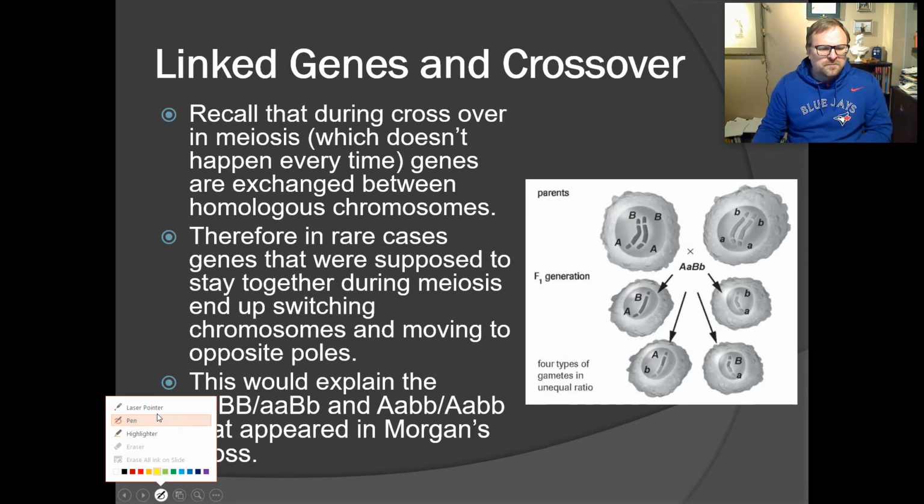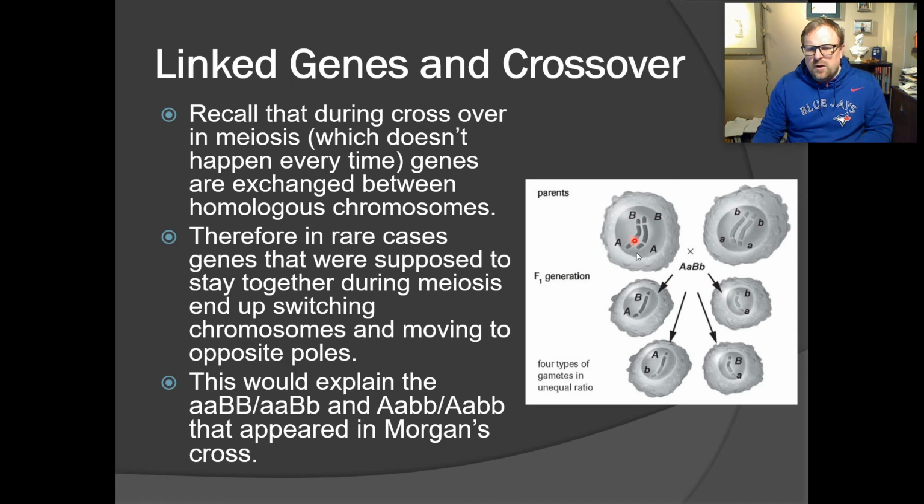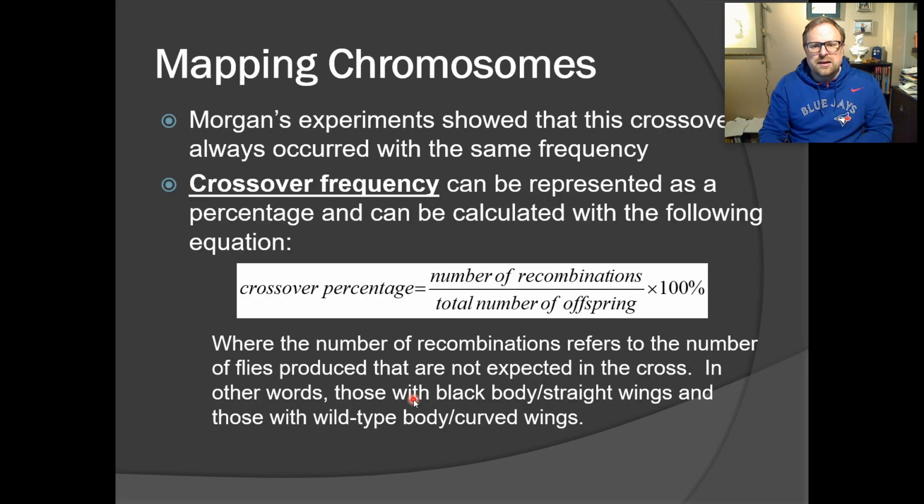I'm getting my highlighter out. So we've got this individual and this individual, and we end up with small amounts of variation taking place in those individuals. So in rare cases, genes that were supposed to stay together during meiosis ended up switching due to crossing over. And so that would explain us getting these genotypes from the individuals, even though if they were on the same gene, they should be linked and we wouldn't get any of that separation taking place.